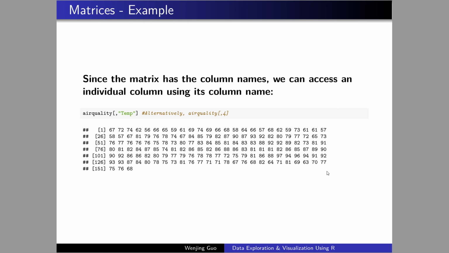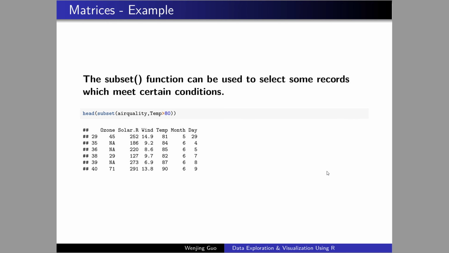I have shown you this in RStudio, so we move on to the next slides. We can use the subset function to select some records which meet certain conditions. For example, we want to select the records whose temperature is higher than 80 Fahrenheit. We can use the subset function. The first input of the function is the dataset that we are working with. The second input is the condition. So we use the head function again to just print the first 6 observations that meet this condition.